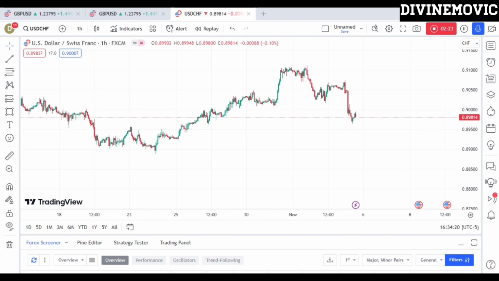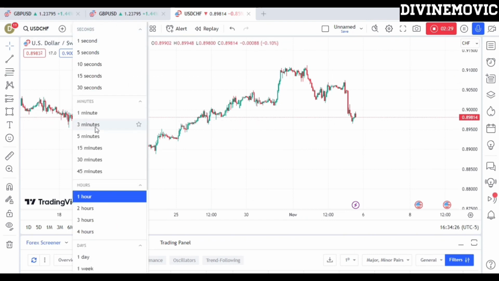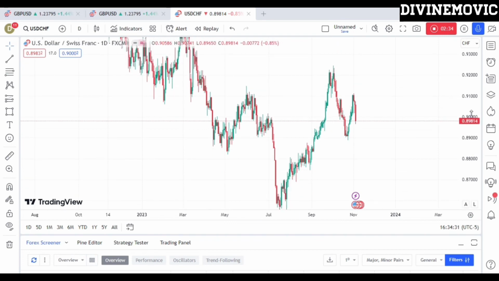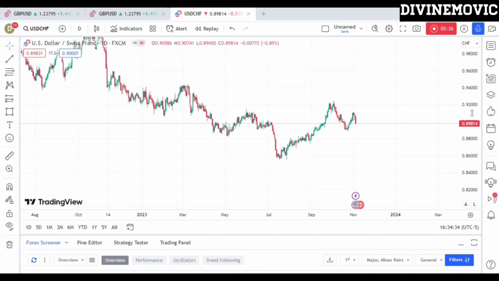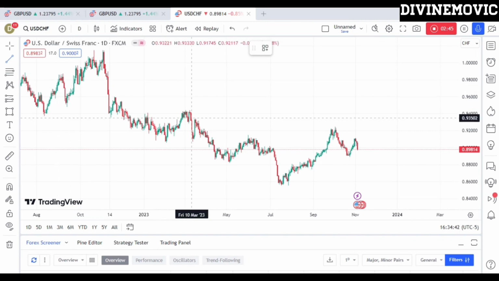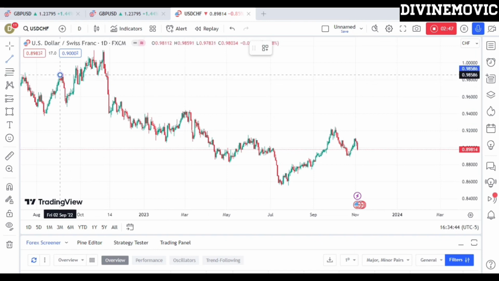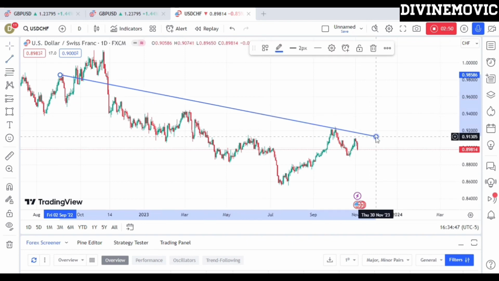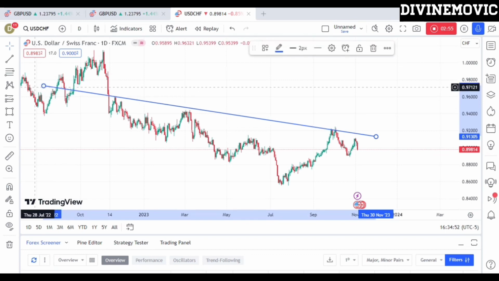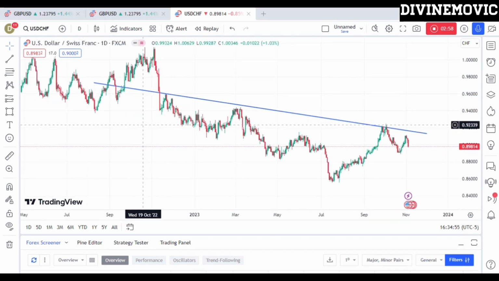So the first thing I have to do is to identify the trend. And how do I identify the trend? By going to the higher time frame, which is the daily time frame. On the daily time frame, we use our trend line to identify the trend. If I use my trend line to identify the trend, I'm definitely going to see that price is in a downtrend. So what I'm seeing here is that price is in a downtrend.